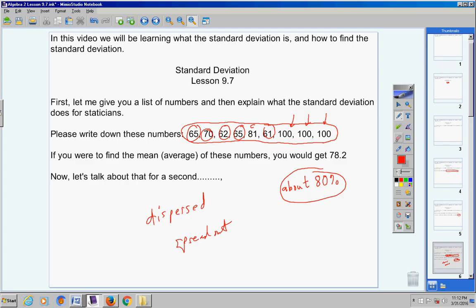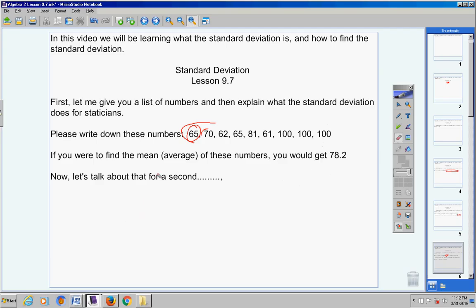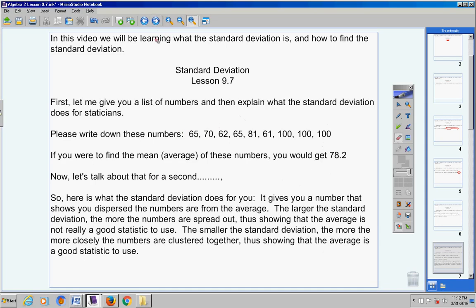So the average is not always a good statistic to use. Sometimes it is, sometimes it isn't. So here's where the standard deviation comes in. Listen to this carefully. The standard deviation gives you a number that shows you how dispersed the numbers are from the average. Now, if you're writing this down, that's fine. I would definitely write down some of this stuff. I'm telling you right now what the standard deviation does for you. It gives you a number that shows you how dispersed the numbers are from the average.